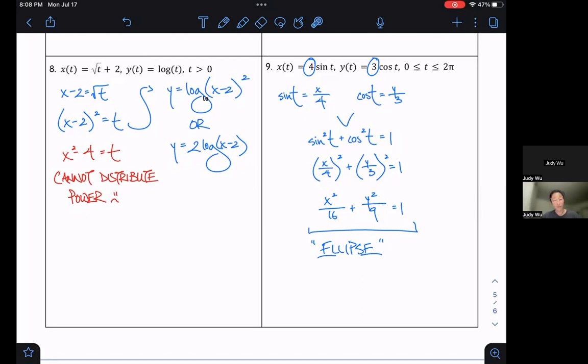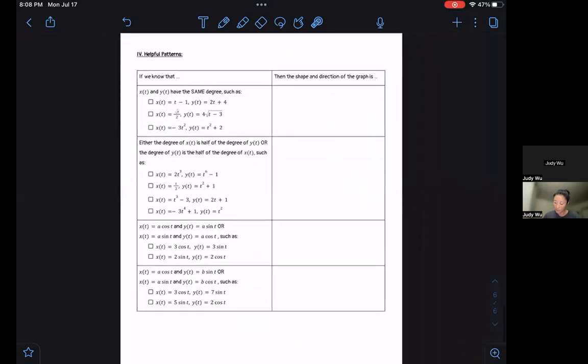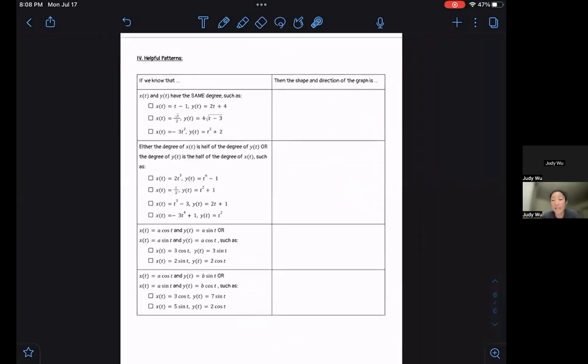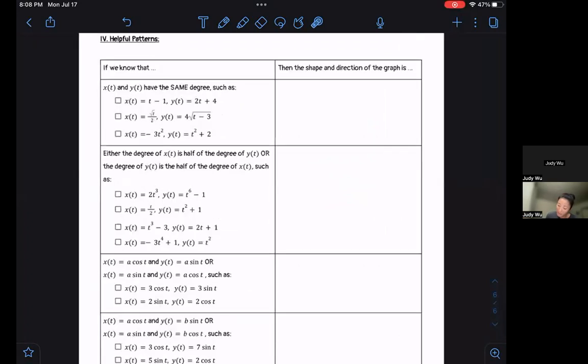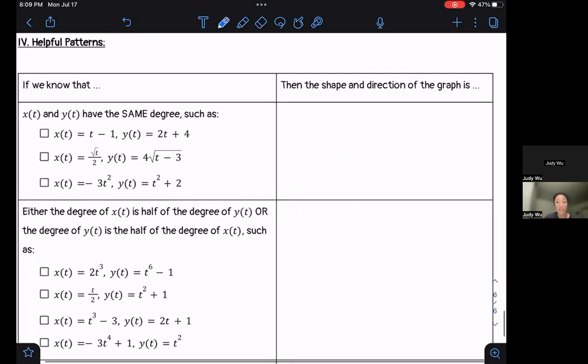All right. Shortcuts as promised. How do we know, just looking at these complicated equations, what it's going to look like? Okay. So I've broken this down into a few categories for us. It turns out if x and y have the same degree, so I've got 3 different examples here, and in every single one of these, we have the same degree. It turns out we are going to get a linear function.